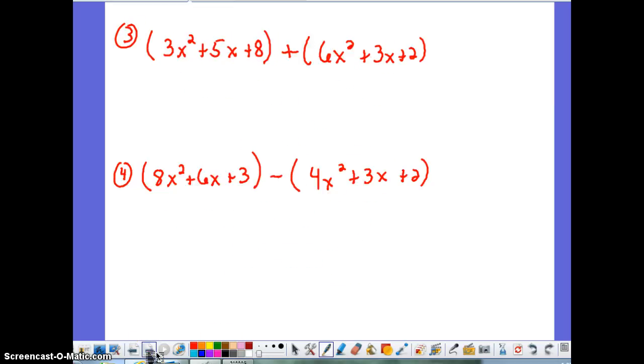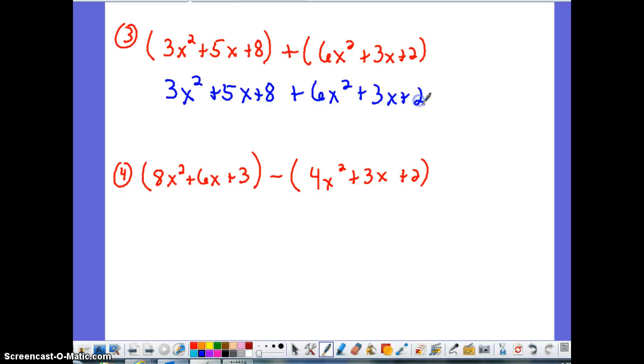Number three, you have 3x squared plus 5x plus 8 plus 6x squared plus 3x plus 2. When you go through and solve here, again, you're just going to combine like terms. The parentheses are not needed there, so I can just rewrite this 3x squared plus 5x plus 8 plus 6x squared plus 3x plus 2. Combine like terms, 3x squared and 6x squared gives me 9x squared. 5x plus 3x is going to give me plus 8x. And 8 plus 2 is going to give me plus 10.